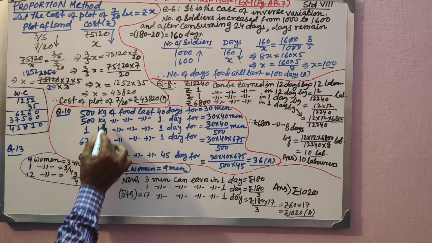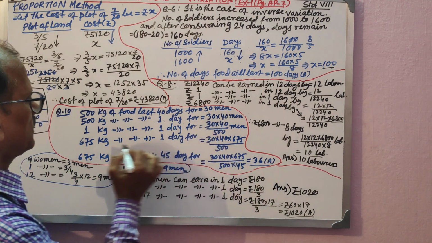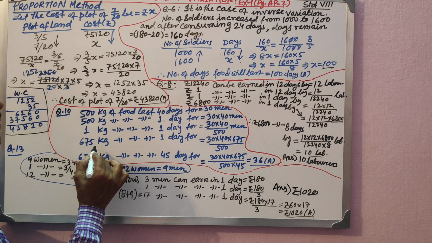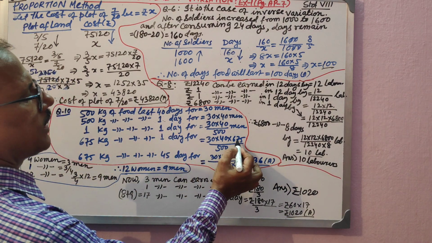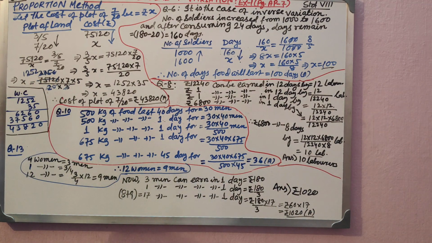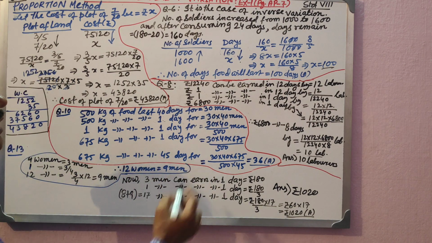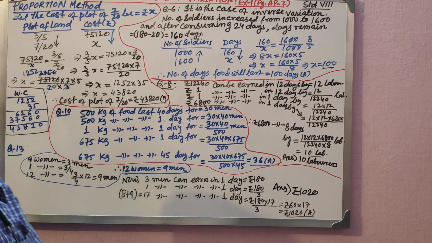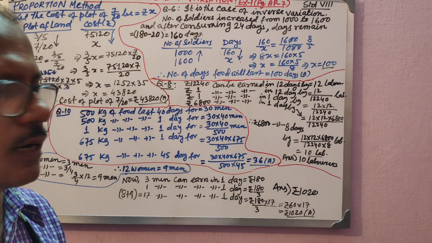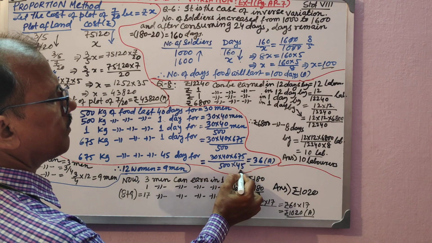So 675 kg of food will last in one day for whatever it was there, 600, from 1 kg to 675 kg. Definitely it will require more manpower, so that will be multiplied, 675 with the previous fraction. Now 675 kg will last for 45 days. For how many? 45 days. Definitely whatever it was there, that will go one day. 45 days means laborers need less, so it will be divided. So whatever it was there divided by 45.